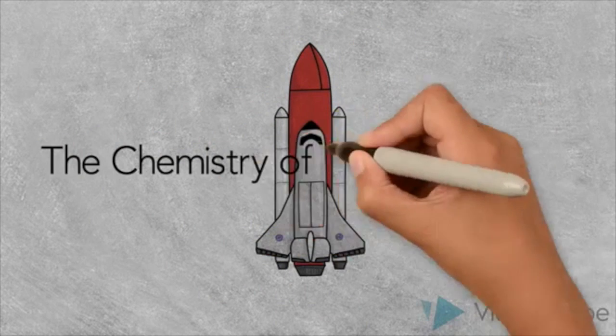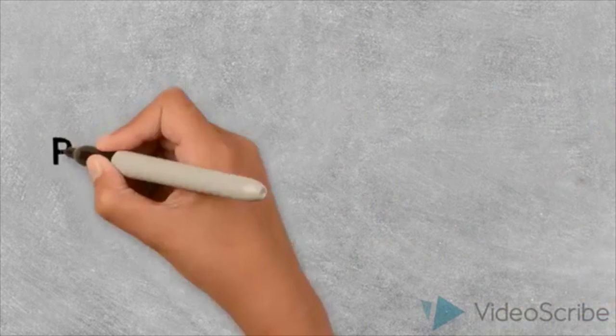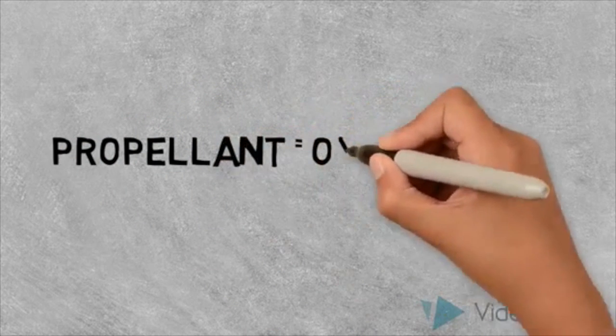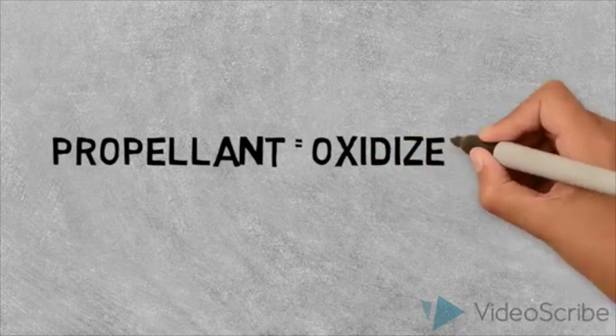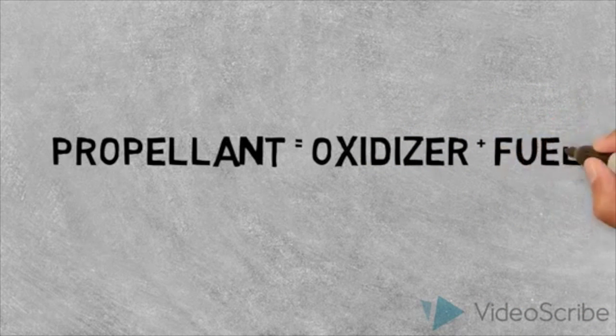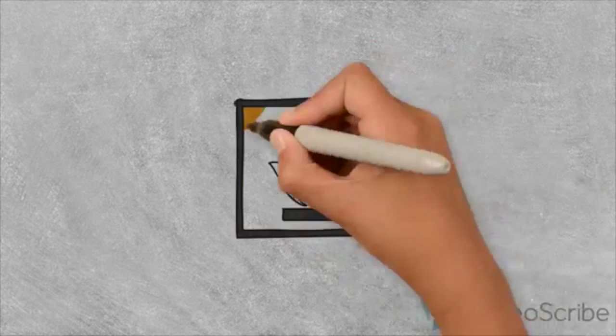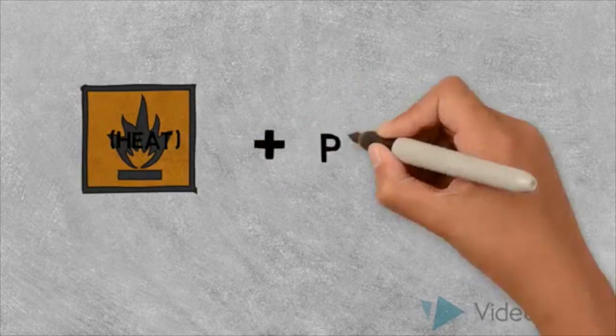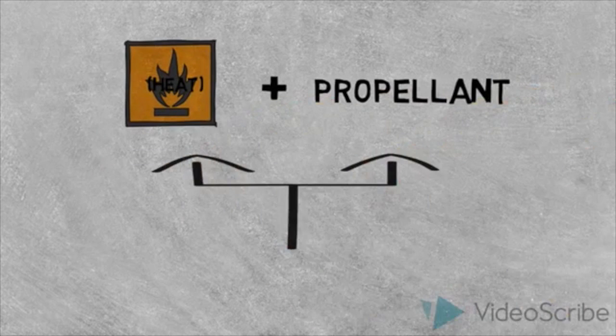The chemistry of rocket propellants. A propellant is a chemical mixture consisting of a fuel and an oxidizing agent. When it is burned, it produces a thrust in the rockets. Heat energy is added to the propellant, which results in a combustion reaction.